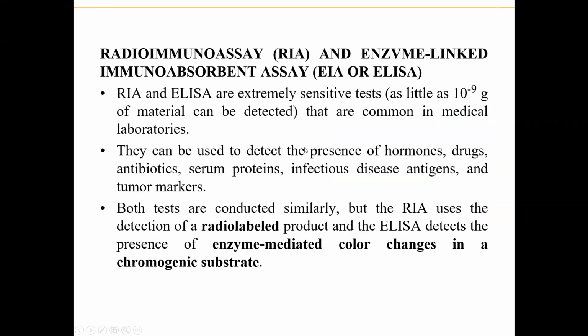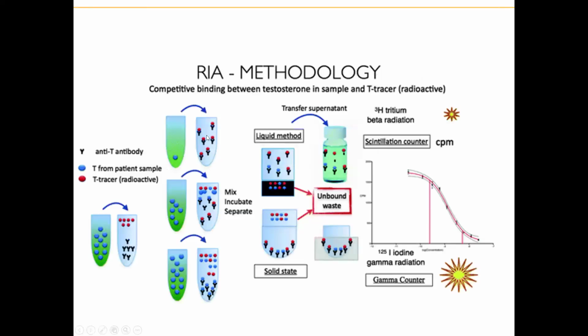Then there's another concept: radioimmunoassays and enzyme-linked immunosorbent assays. So RIA and ELISA are extremely sensitive tests that are common in medical laboratories. Both tests are conducted similarly, but RIA uses the detection of radiolabeled products and ELISA detects the presence of enzyme-mediated color changes in a chromogenic substrate. Just simple, we don't go into much detail, but we use the radiolabeled emission.